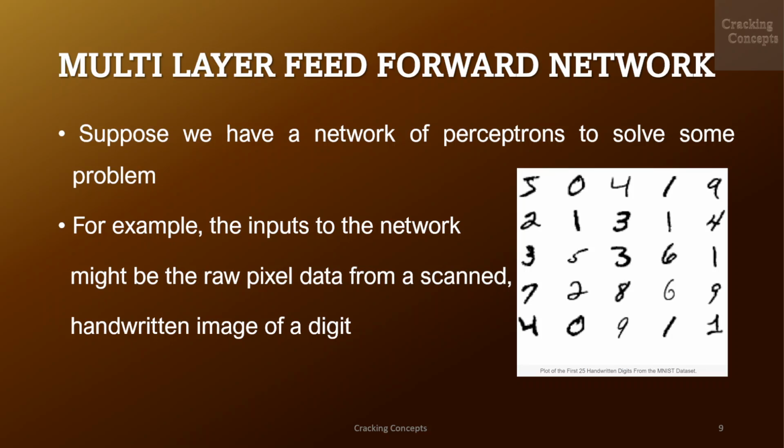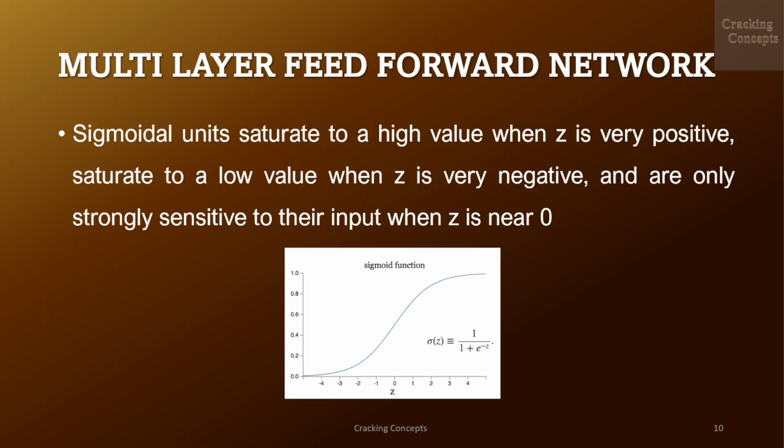Let us see how. The figure here depicts the behavior of a sigmoid function. Unlike piecewise linear units, the sigmoidal units saturate across most of their domain. That is, they saturate to a high value when z is very positive, saturate to a low value when z is very negative, and are only strongly sensitive to their input when z is near 0. This property of sigmoid function solves our problem.